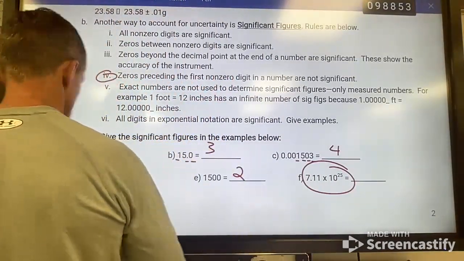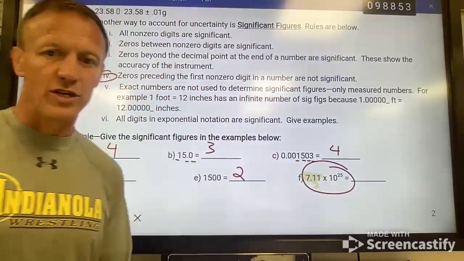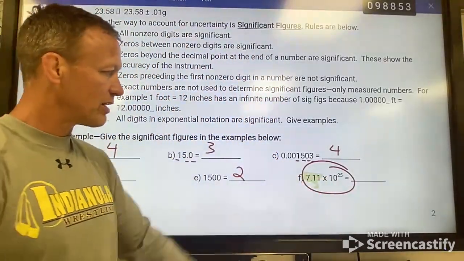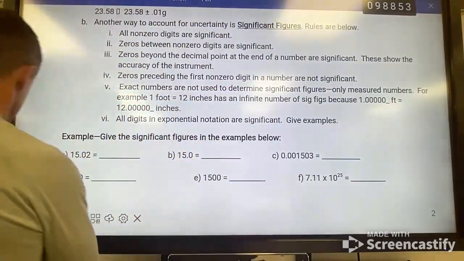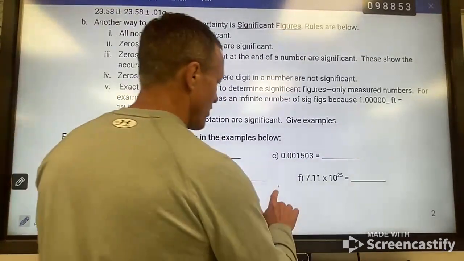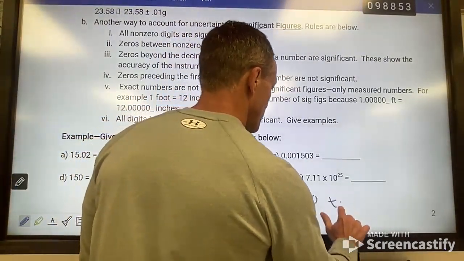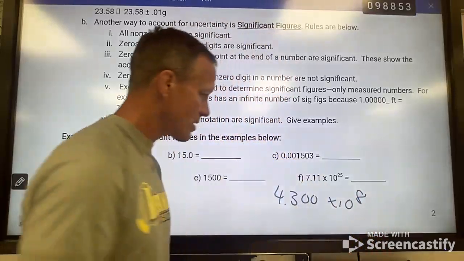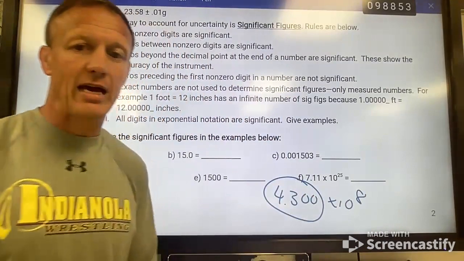Everything here is considered a significant digit. So this would have 3 sig figs. If we had like 4.300 times 10 to the 8th power, whatever is there is significant. So there would be 4 sig figs in that.